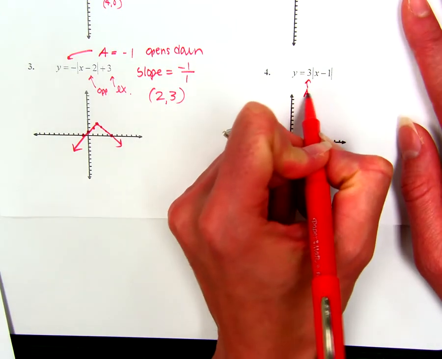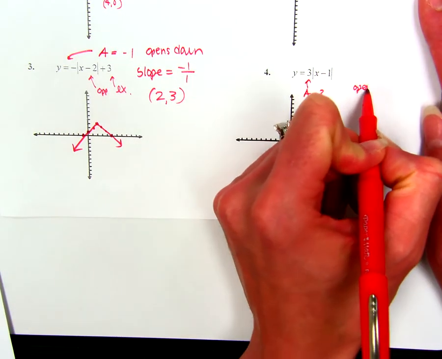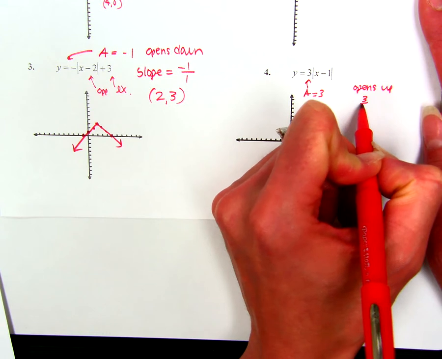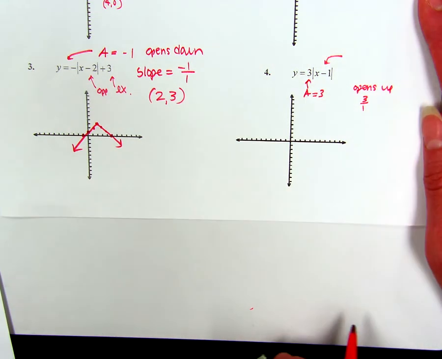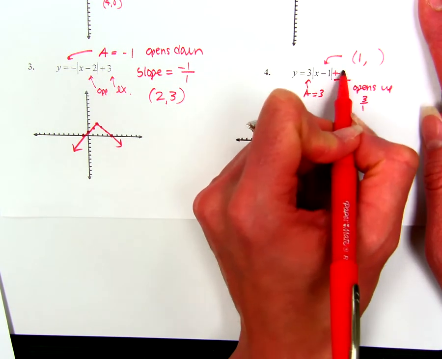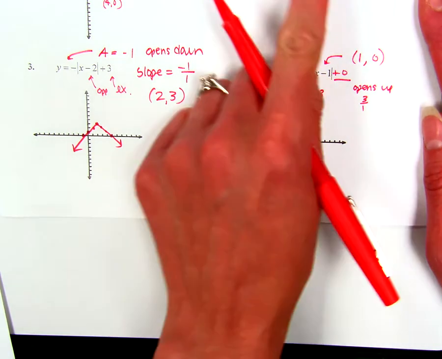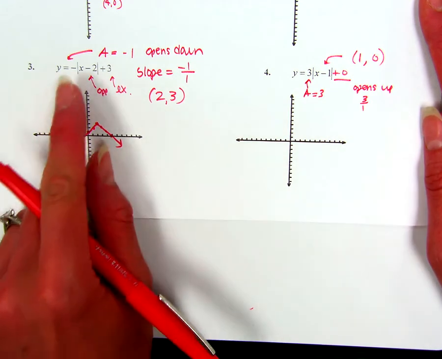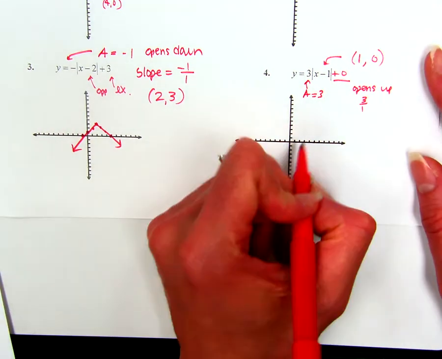All right, number 4, we've got A equals 3. So it opens up because it's positive. My slope this time is 3 over 1, and my vertex is the opposite of this number, so +1, and there's nothing here, so that's a 0. When B and C are missing, those are zeros. When A is missing, those are 1s. So just keep that in mind.